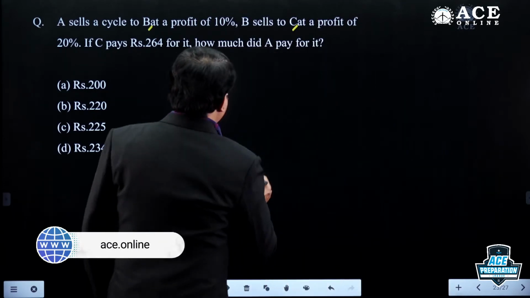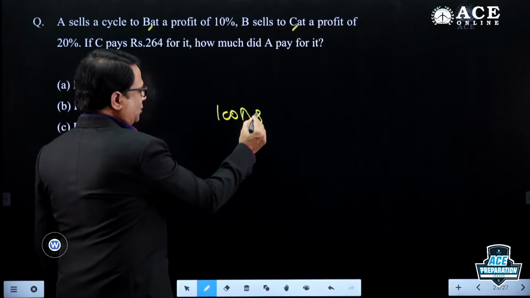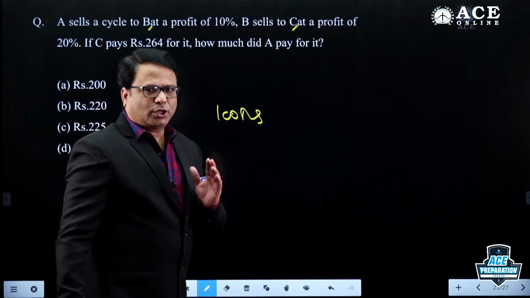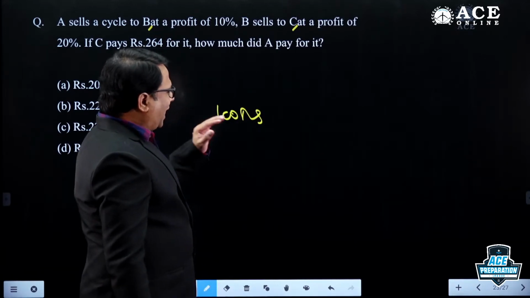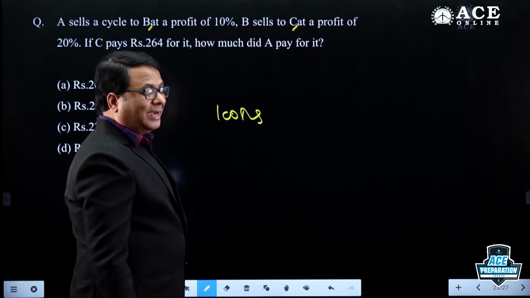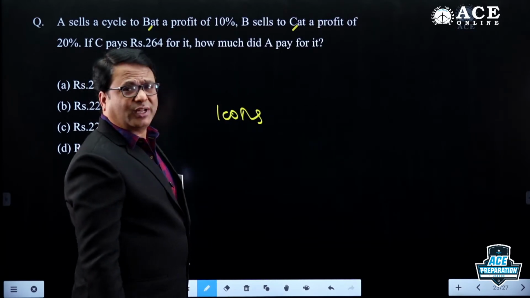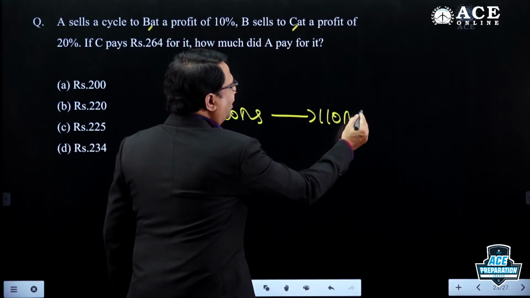Now, let us say the price A paid for the cycle is 100 rupees. I assume this because I just want to cut down on the calculations. So I take a simple approach. I assume A paid 100 rupees for the cycle and is selling it to B at a profit of 10%. So A is selling it to B for 110 rupees.